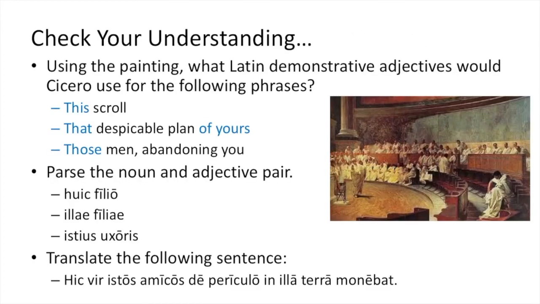So now it's your turn to check your understanding. First, use this painting of Cicero's speech against Catiline to see if you understand the meaning of our demonstrative adjectives. Identify what is the translation of this scroll, that despicable plan of yours, and those men abandoning you. Next, parse the noun and adjective pair, and then translate the sentence. Once you've done these tasks, please call me over. I'll check your work and then tell you your homework.